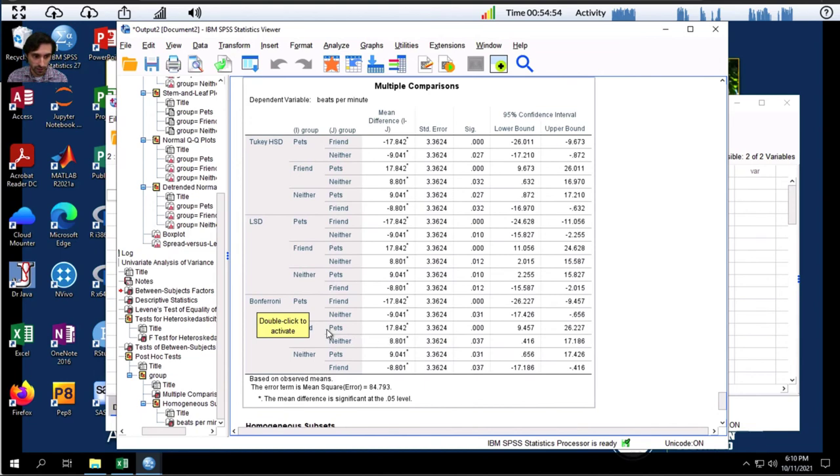And our p-value is 0.012. All right, now let's look at Bonferroni. Let's get that out of the way. All right, pets, neither, 0.037. All right, what I'm showing you here is the p-value of the exact same thing from the outlook of three different tests, Tukey, LSD, and Bonferroni.